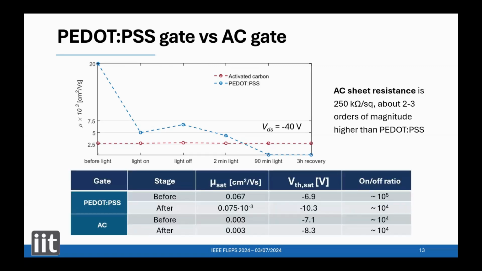So here we have the mean values extracted from all the samples that were measured in this experiment. On-off ratio doesn't change so much between PEDOT:PSS and activated carbon, but saturation field effect mobility and also the threshold voltage changed quite a bit. Activated carbon seems to be quite consistent, while the PEDOT:PSS has a large decrease in the performance.